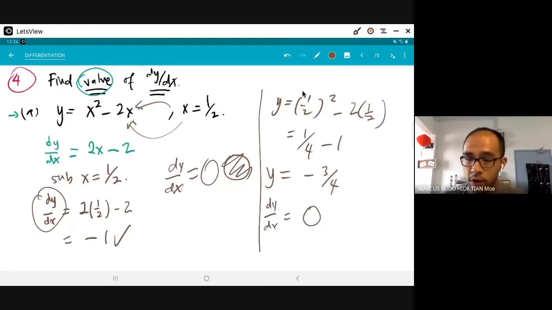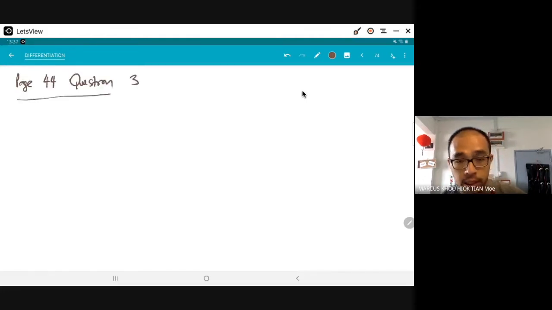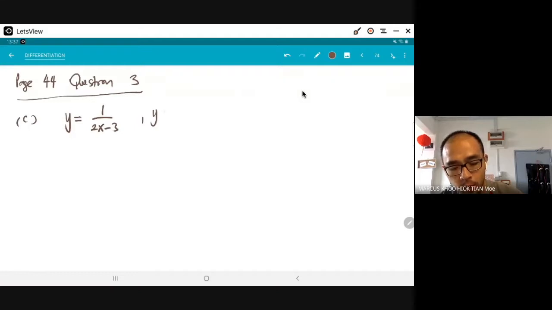Okay, page 44, question number 3. Quickly open your textbook. Page 44, question number 3. Okay, it is the exact same thing. Find the value of dy dx for each of the given value x or y. Except that I want to do question C, because it says y equals 1 over 2x minus 3, but it gives y equals 1. It does not give x.